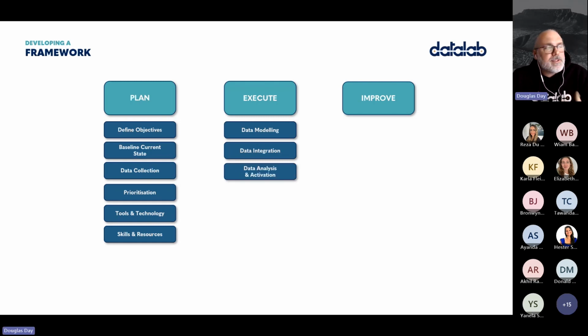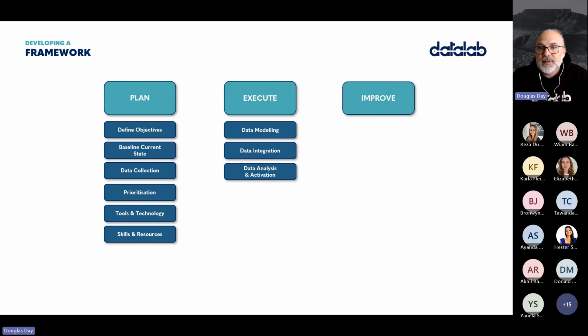Once you've integrated all that data, the next thing is data analysis and data activation. So, data analysis really is the bread and butter of statistical analysis. It's data mining, it's machine learning, it's dashboarding and reporting. And you're really trying to answer those questions for the business using that framework that we outlined at the beginning.